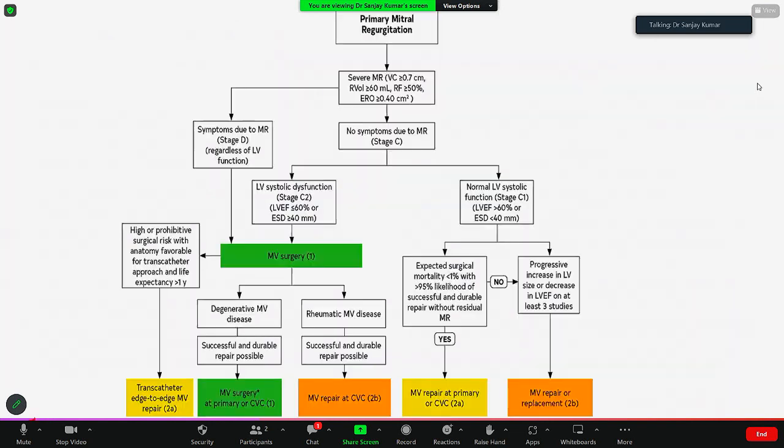Now, next we are going to talk about primary mitral regurgitation. When there is a primary, there is a secondary as well. The primary is the one where the valve is at fault: the valve leaflets are involved, the commissure is involved, and there may be subvalvular apparatus involvement as well. That leads to the patient with mitral regurgitation.